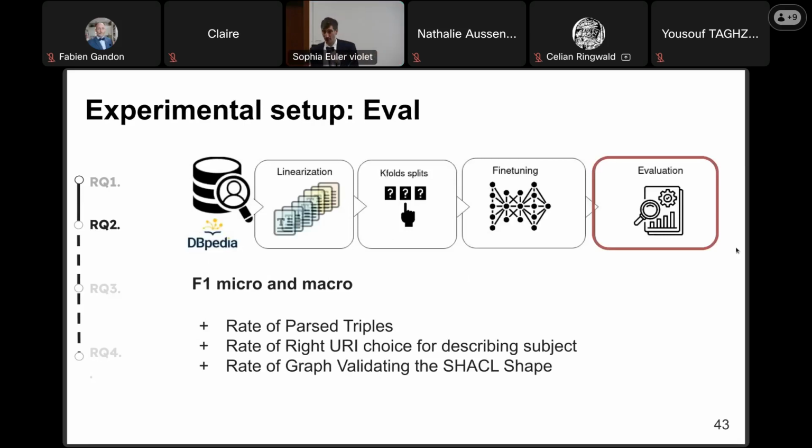And now, let's talk about the evaluation. How do we compare our models? We naturally use the F1 metrics computed at the macro and micro level. And we also propose 3 new metrics: the rate of parsed triples, meaning how many graphs we are able to understand at the end of each generation; the rate of right choice for describing the subject; and finally, the rate of graphs validating the SHACL shape.